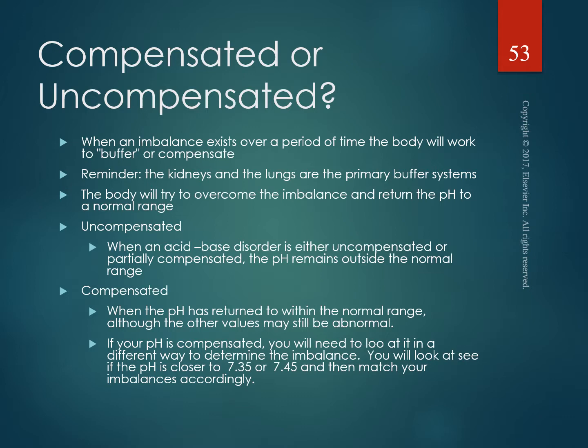Then you have to decide if it's compensated or uncompensated. When an imbalance exists over a period of time, the body will work to buffer or compensate. Reminder, the kidneys and the lungs are the primary buffering systems, so the body will try to overcome the imbalance and return the pH to a normal range. Uncompensated is when an acid-base disorder is either uncompensated or partially compensated. The pH remains outside the normal range. Compensated is when the pH has returned to within the normal range, although the other values may still be abnormal.